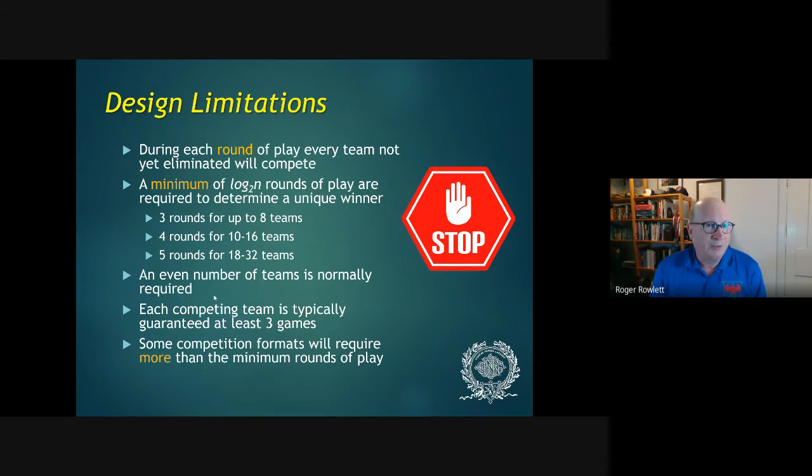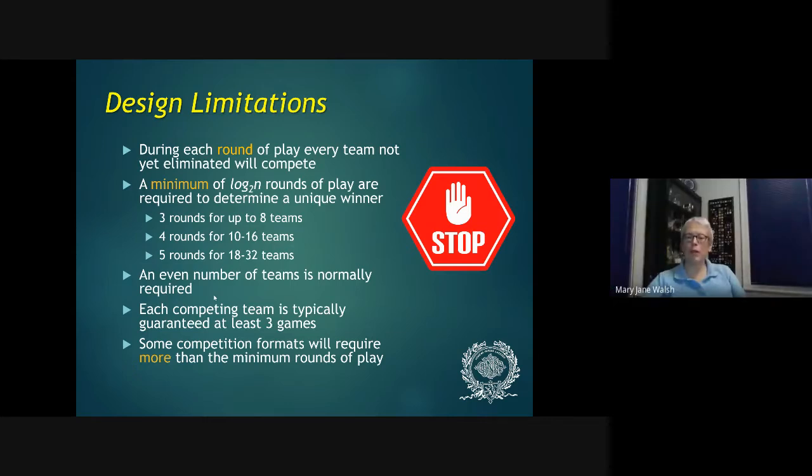So a little bit of math geekery here. There's a minimum of log base 2 of N rounds of play required to determine a unique winner. So to boil this down, if you have 8 teams, you need to play at least 3 rounds of games to work yourself down to a unique winner. In other words, 8 goes to 4, goes to 2, goes to your champion. If you have 10 to 16 teams, you'll need 4 rounds of play to determine a champion. And for 18 to 32 teams, you'll need 5 rounds of play. So you can see it goes up pretty quickly as you increase the number of teams in your event.